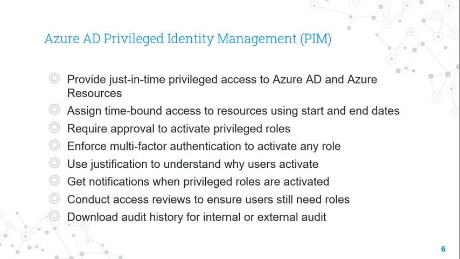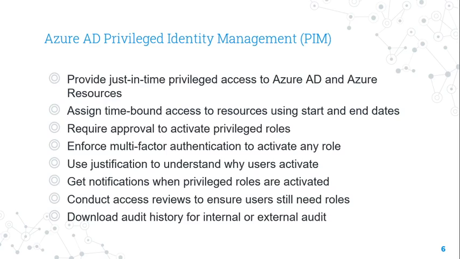An IT administrator can pick an activation period between 0 and 24 hours. They will only receive the privilege for that period of time. After the activation period, the admin will have to go through the activation process again. Assigning time-bound access to resources by using start and end dates. PIM allows you to set an end time for the roles. This is particularly useful in a guest scenario.